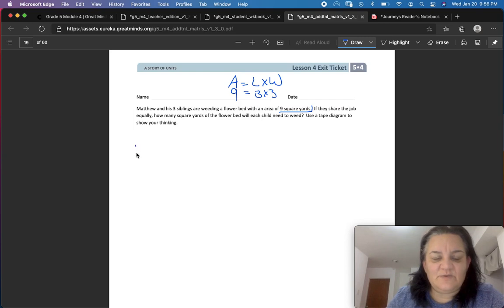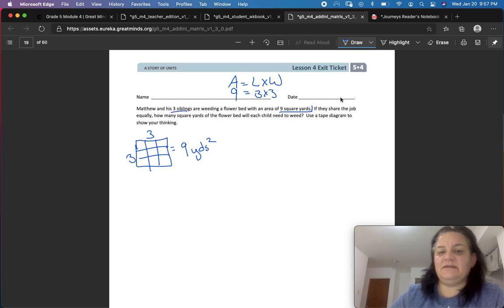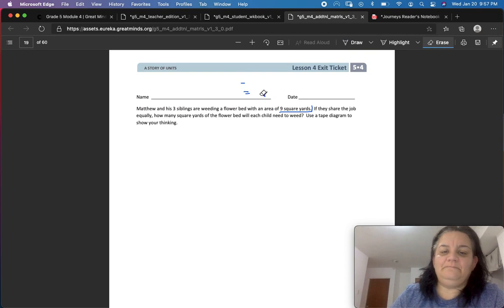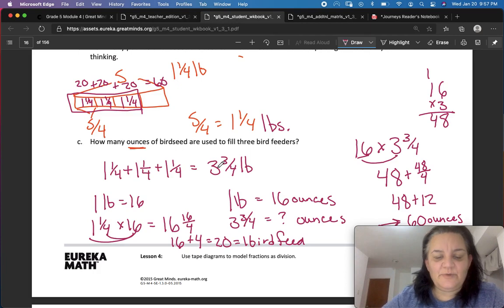Okay, so if it's a square that has 3 times 3, 3 times 3 equals 9 yards squared. I gave you so much information. If they share the job equally, how many square yards of the flower bed will each child need to weed? There are 3 siblings. Use a tape diagram to show your thinking. Okay, I've already given you too much. So, there you go. Have fun. Figure that one out. Submit it. Then go back and do your homework, please.